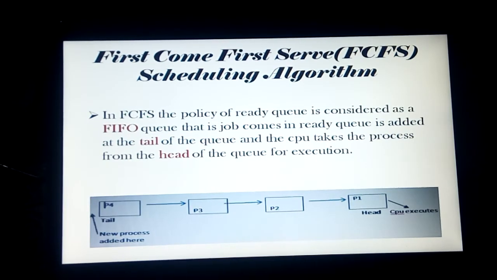In the FCFS scheduling algorithm, the policy of the ready queue is considered as a FIFO queue, meaning first in first out. That is, the job which comes in the ready queue is added at the tail of the queue and the CPU takes the process from the head of the queue for execution. Just see the diagram here, the new process is added at the tail. Here is the head, where the CPU takes the process for execution.